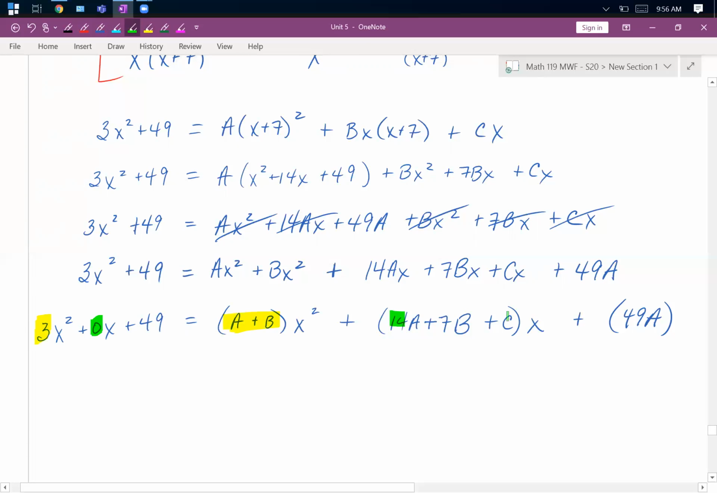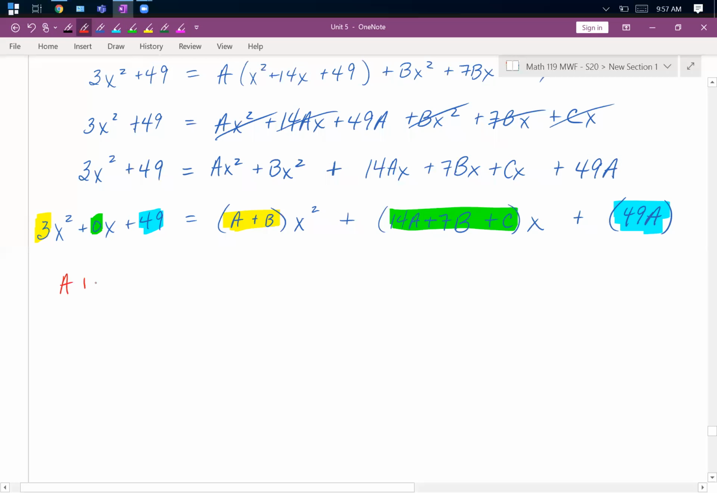0 is going to be equal to 14a plus 7b plus c. And 49 is going to be equal to 49a. So we're going to equate these, write up our system of equations, and then solve that. So a plus b equals 3. 14a plus 7b plus c equals 0. And then 49a is equal to 49. And we solve.